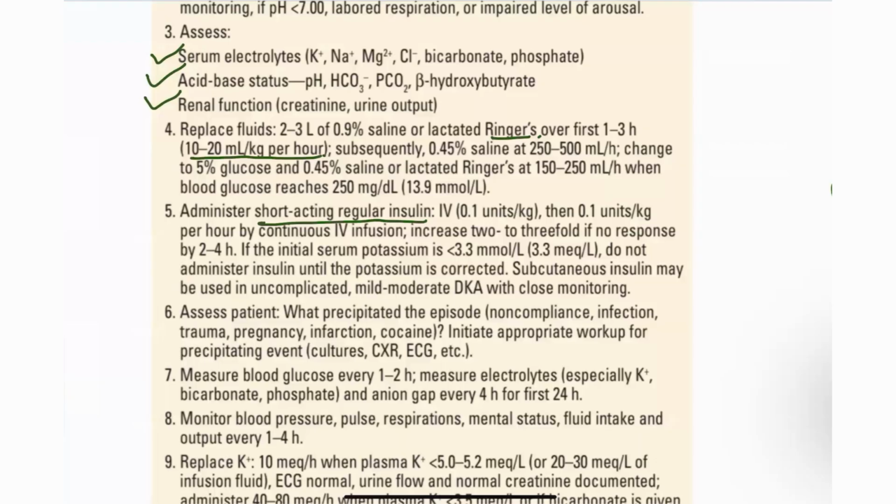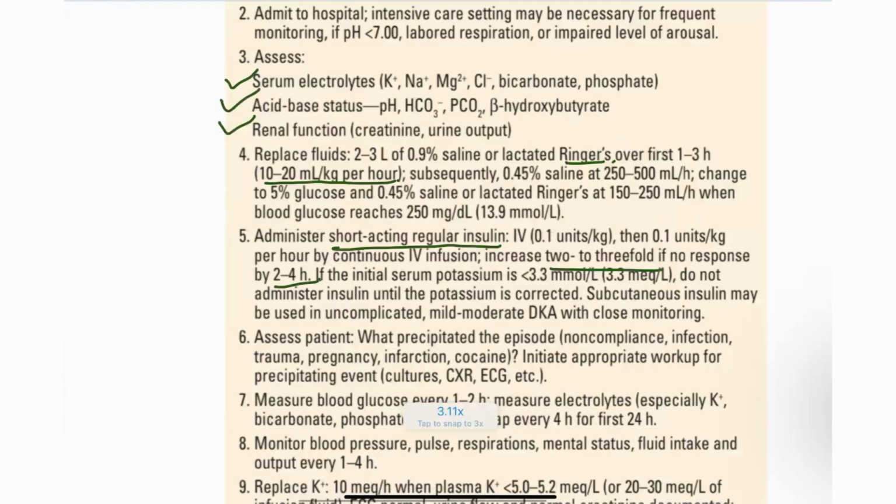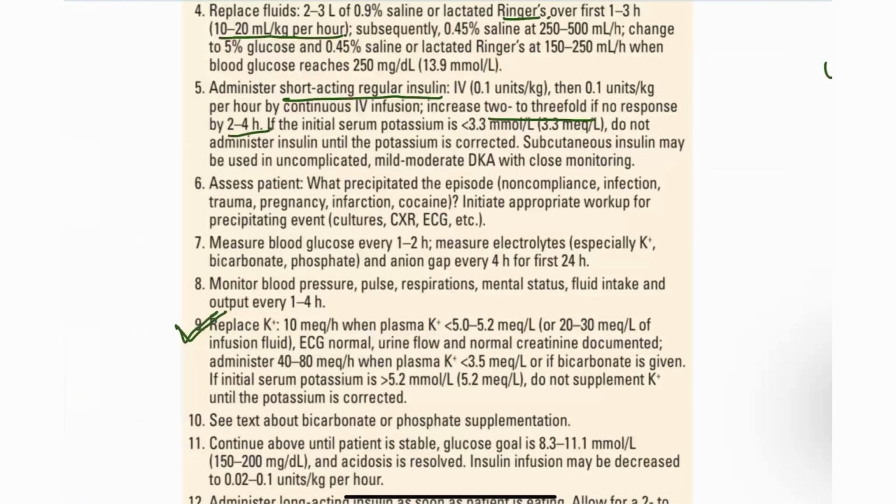Next, assess what precipitated the episode. You also have to take note of the most common cause. The most common cause will be infections. Okay, that is the most common precipitant. Next, another important thing is replacing the potassium. If you don't replace the potassium but you correct the glucose, it is going to cause arrhythmias. So that's why you replace the potassium.